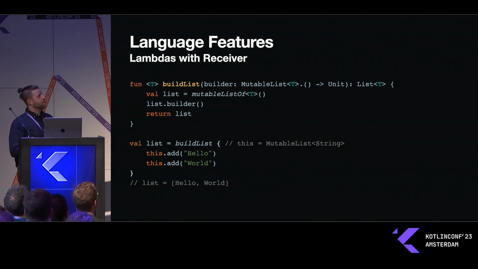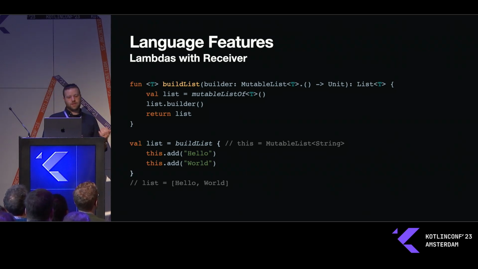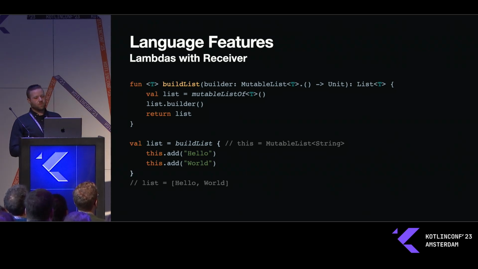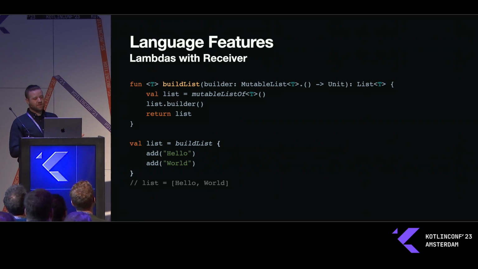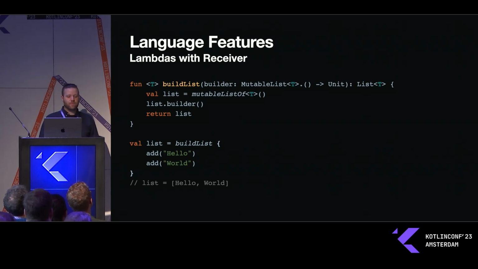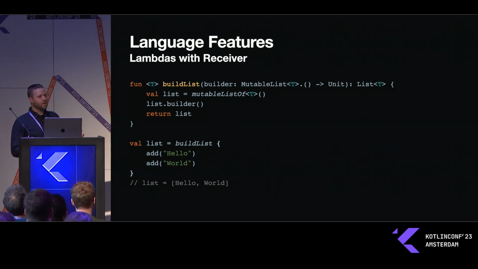This allows us to call the build list function and use the this keyword inside it to refer to that mutable list. And so we can say build list, and we can say this.add, and we're just going to build up that mutable list. And because the this keyword is implicit in Kotlin, we can actually just drop that altogether, and now this becomes build list add. And this forms the basics of what a DSL is. This whole lambda with receiver is how DSLs are built.